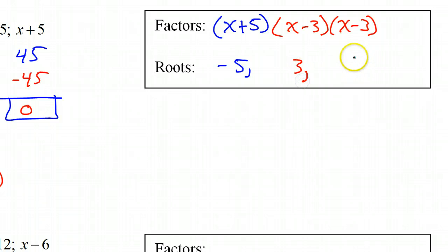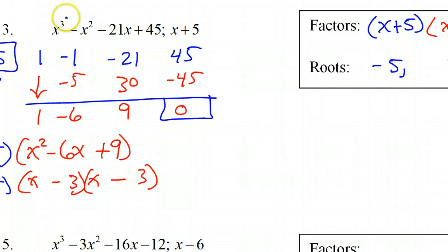Now you really shouldn't write it twice like this, 3 and 3. That's redundant. We're listing what we have, and we have negative 5 and 3. Listing it again is not the proper way to do it. But there is valuable information because we're looking for 3 roots.